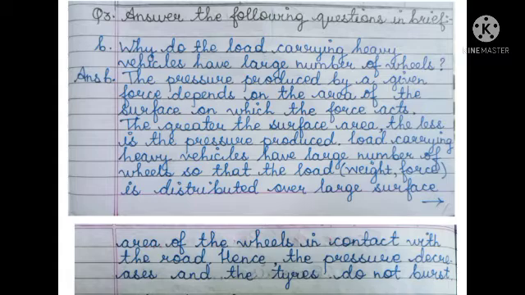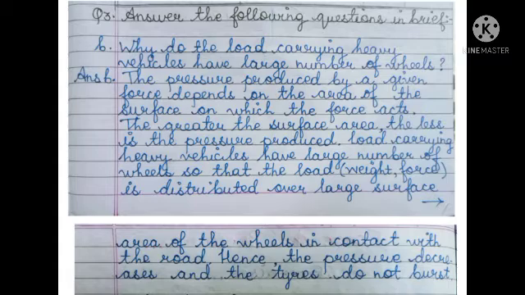So students, those vehicles which carry load have large number of wheels. Why is it so? And the answer is, the pressure produced by a given force depends on the area of the surface on which the force acts. The greater the surface area, the less is the pressure produced. Load carrying heavy vehicles have large number of wheels so that the load, that is the weight, is distributed over large surface area of the wheels in contact with the road. Hence, the pressure decreases and the tires do not burst.